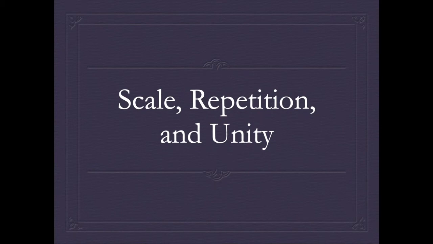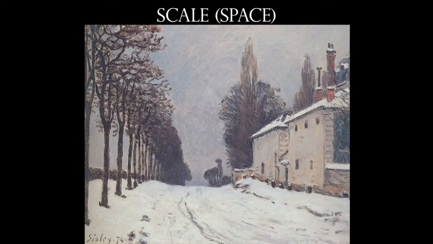In our lecture today, we're going to be covering topics such as scale, repetition, and unity. So we're going to begin with scale. And we've talked about scale before in this class in terms of creating space. The trees on the left-hand side of this image reduce in scale, leading us back down this snow-covered street. So objects closer to us appear larger than those farther away.